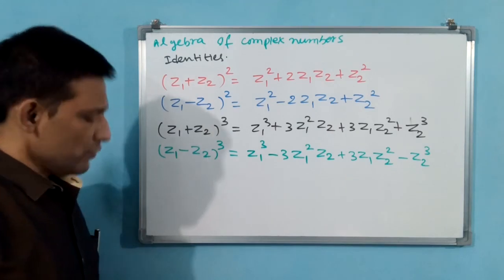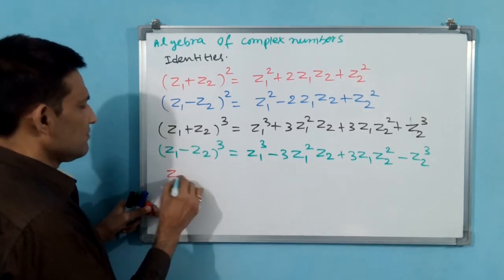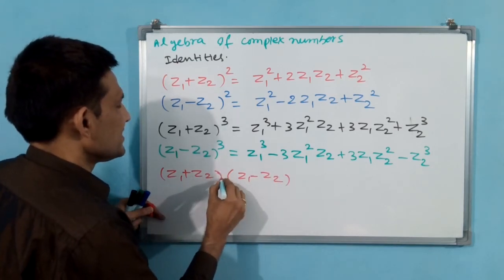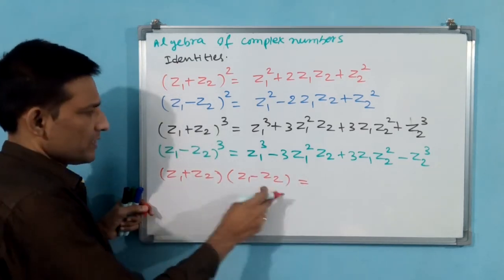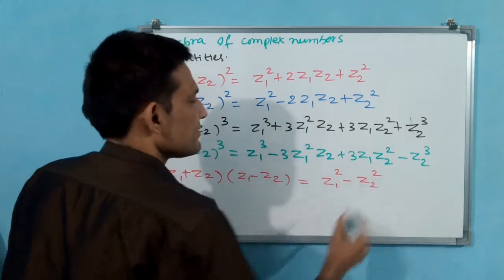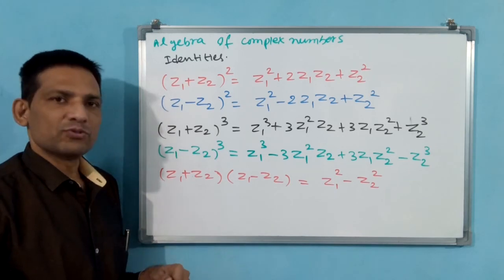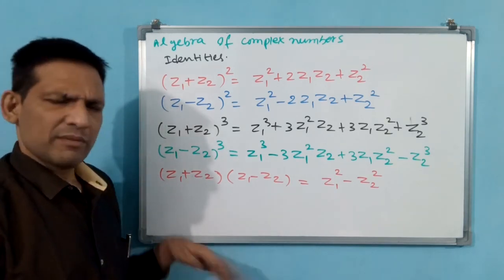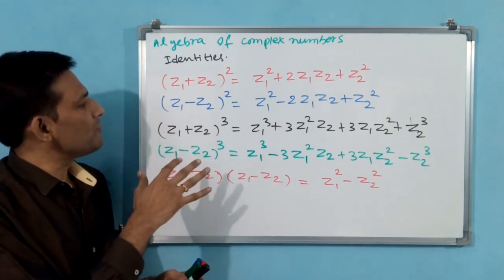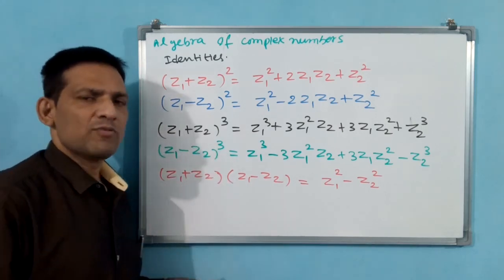One more important formula we know: A plus B into A minus B is equal to A square minus B square. So Z1 plus Z2 into Z1 minus Z2 is equal to Z1 square minus Z2 square. Is it okay? Normally the remaining formulae you can also apply, but basically these 4 or 5 formulae are going to be used more frequently. That is why these formulae have been given and we have studied them.